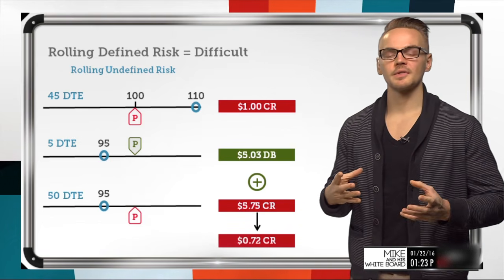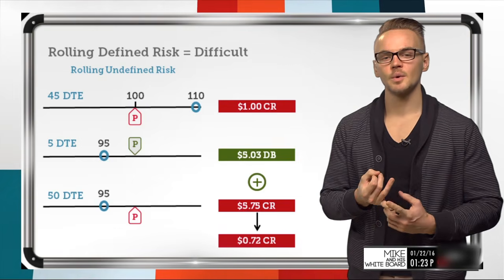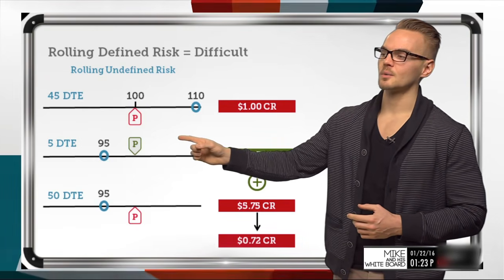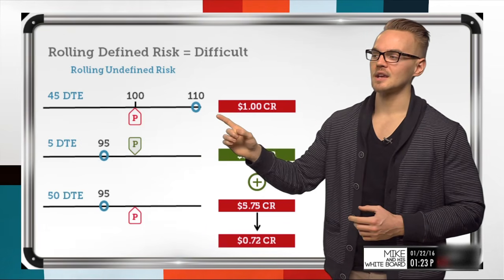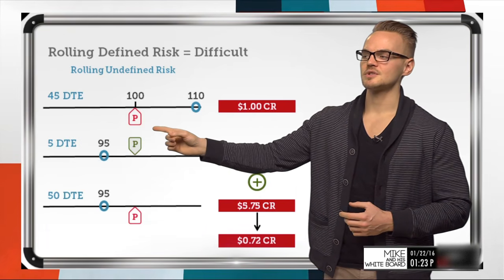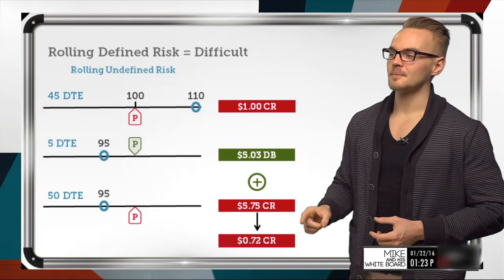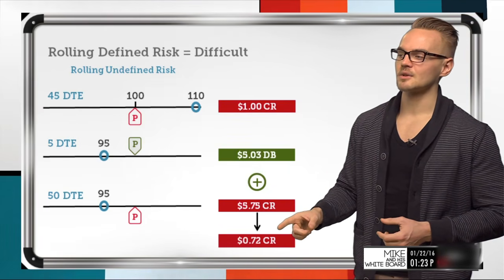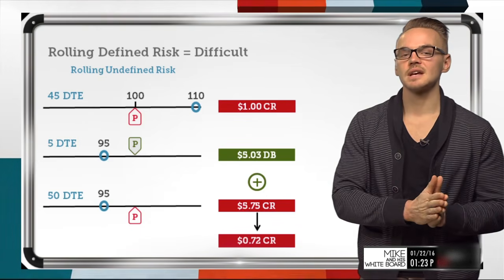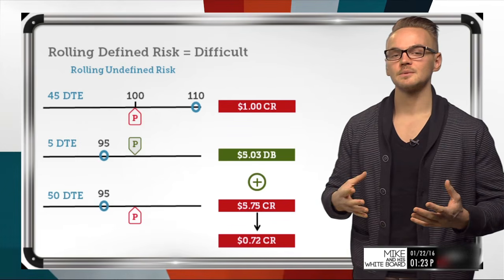So now the important thing to realize is that, number one, I've collected more credit, which is going to reduce my cost basis further. So wherever my break-even point was originally, if I look back here, I sold this put for $1, and it's at the 100 strike, so my break-even would be at 99. But now, since I sold this additional net credit of 72 cents, my break-even would be 72 cents lower. So that's what we can do here with rolling an undefined risk position.